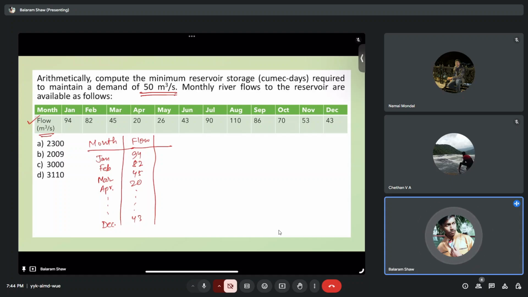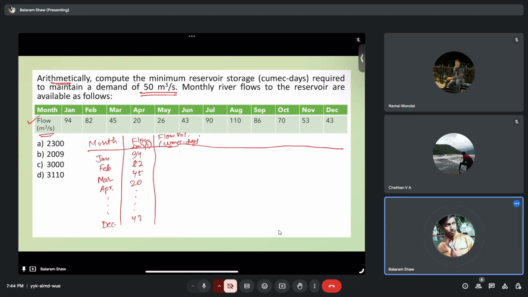Now what we have to do? You have to do the flow mass curve. So here we will do the arithmetical one. We will not directly plot the graph, but we can get it arithmetically. We have the flow rate, because here it is in meter cube per second. Now we will calculate the flow volume. Flow volume will be in meter cube per second times days, so it will be in cubic days.